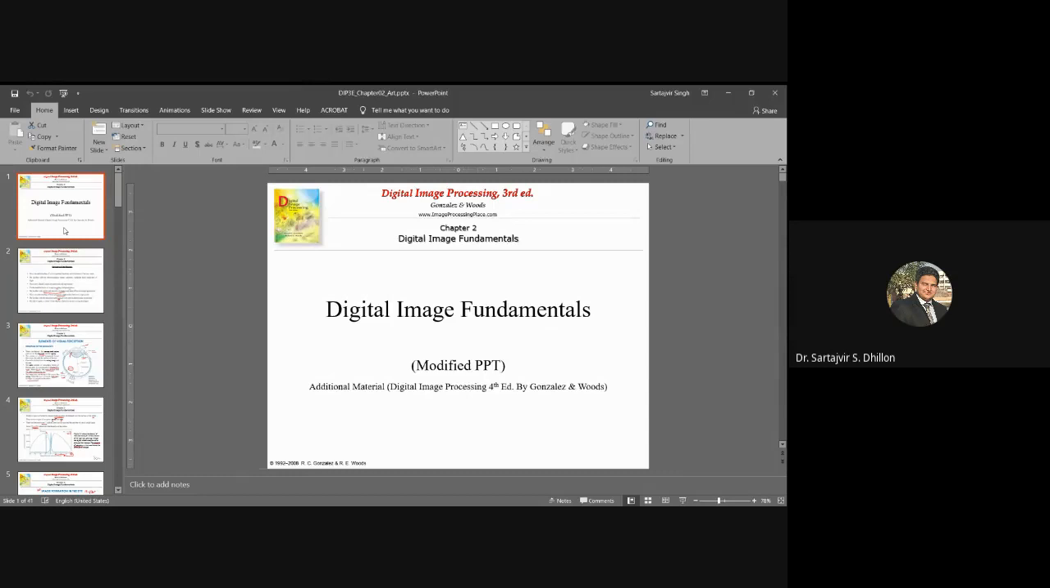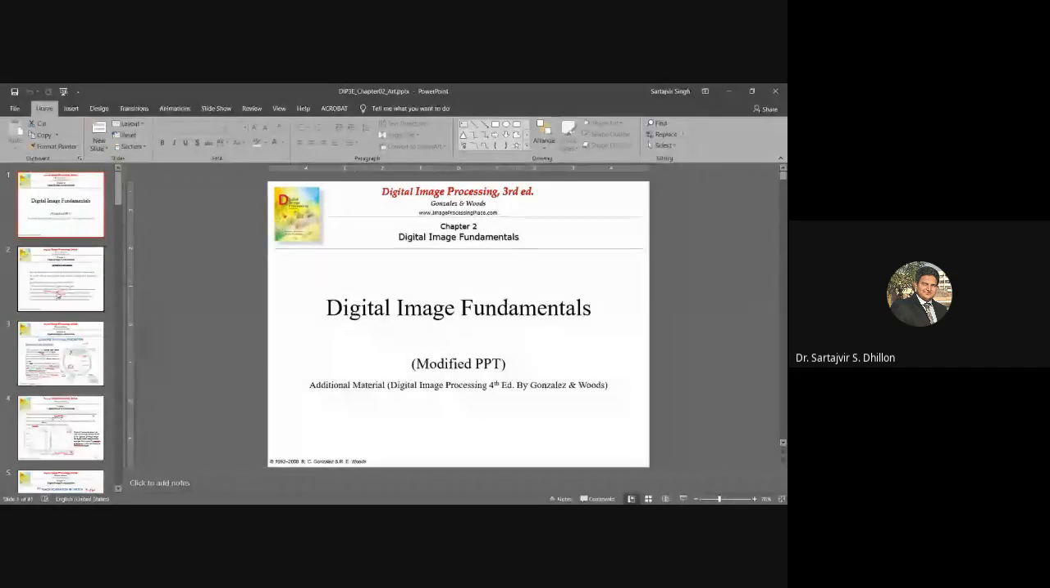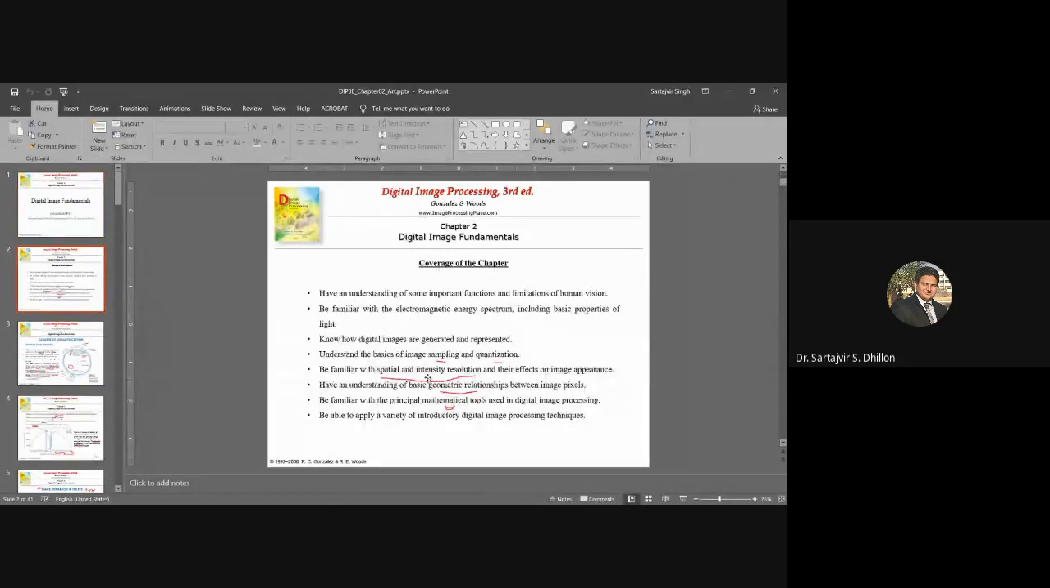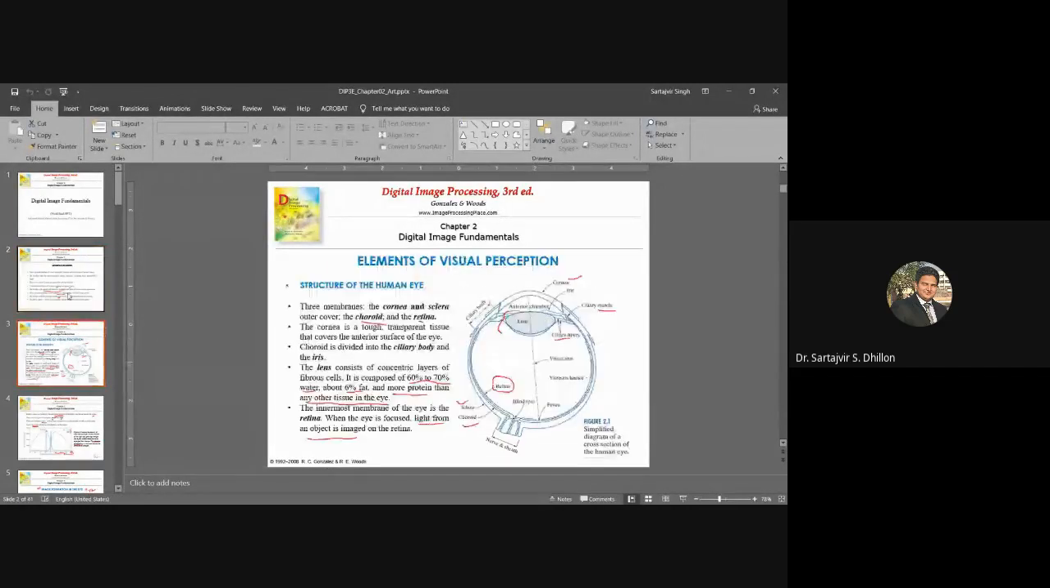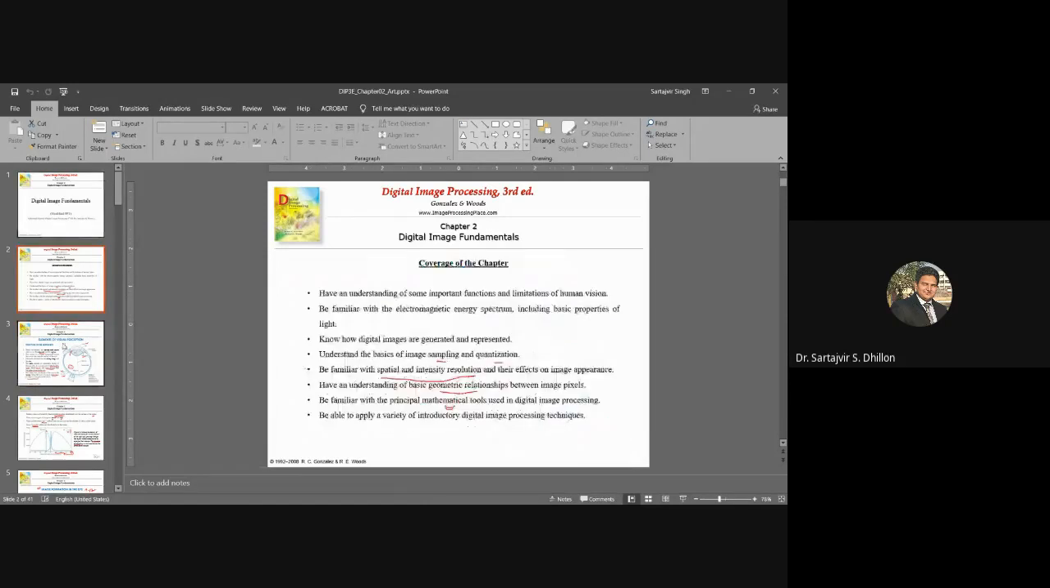In a previous lecture, we were doing digital image fundamentals, and these are some important topics that we have to cover in chapter 2, digital image fundamentals. Let's go through some previous slides, and then we will move towards the second half of the second chapter.